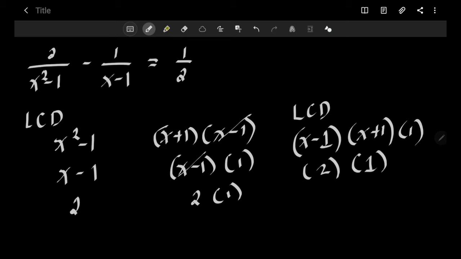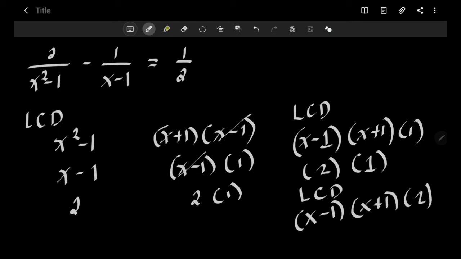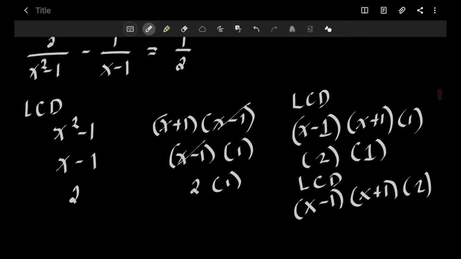So, ibig sabihin, pag minultiply natin sila or pag sinimplify, ang LCD mo ngayon ay x minus 1, x plus 1, and 2. So, the product of x minus 1, x plus 1, and positive 2 ang iyong LCD. Now, na-determine mo na ang iyong LCD. Second step, you have to multiply.